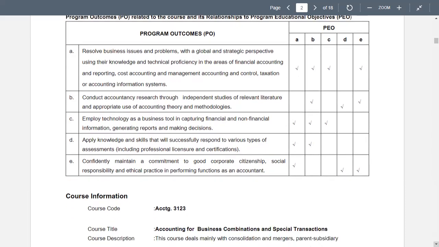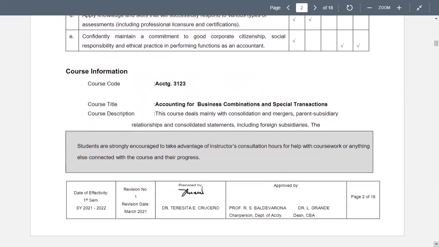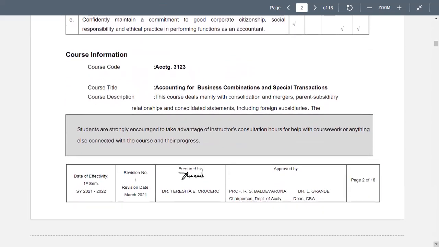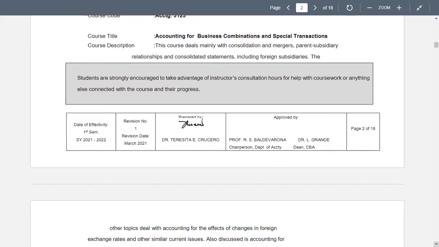So our subject, Accounting 3123, is accounting for business combinations and special transactions. Whereas Accounting 3122, for the management accounting students, is only accounting for business combination, a 3-unit course. This course deals mainly with consolidation and mergers, parent-subsidiary relationship, and consolidated statements, including foreign subsidiaries.